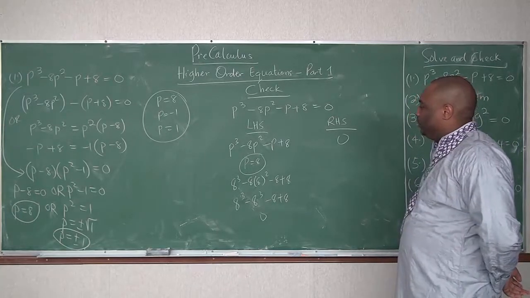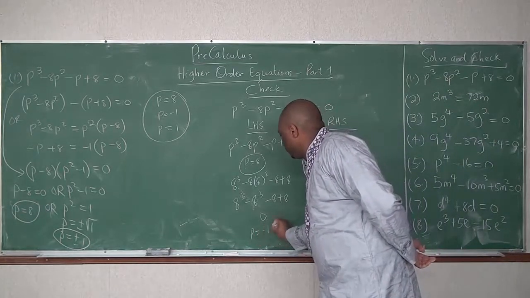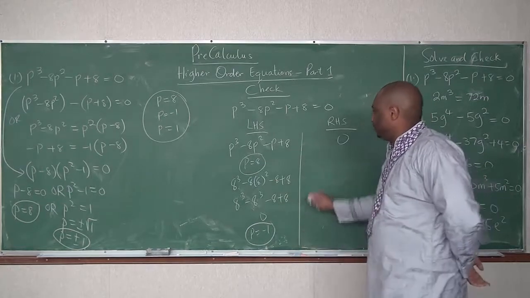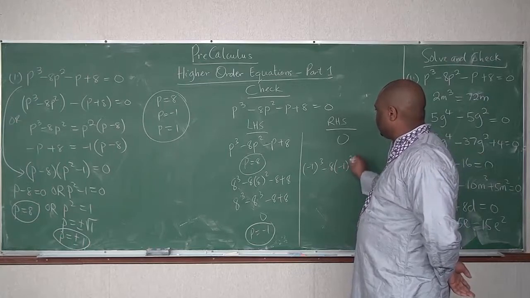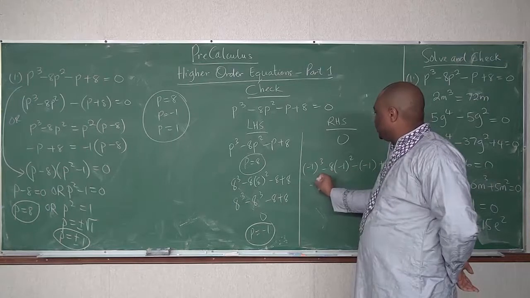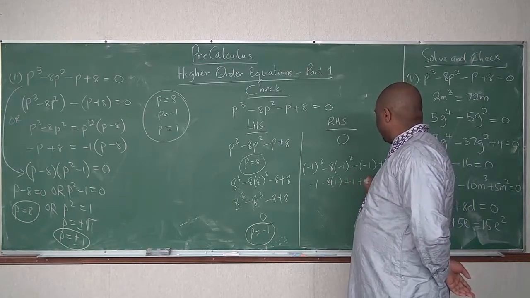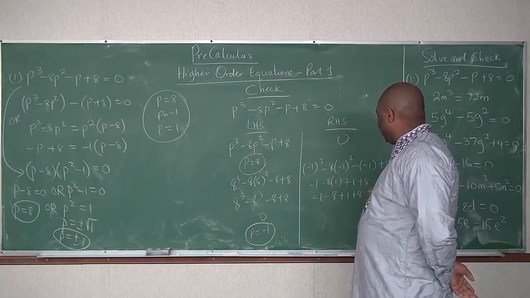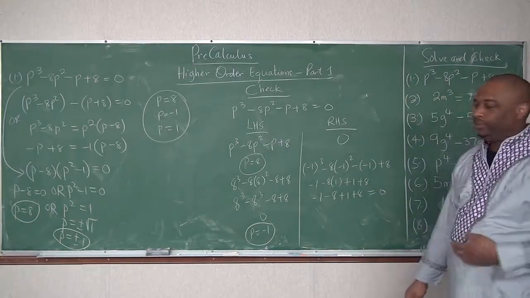Then you also check for p equal to -1. And if you do that, we can have -1 cubed minus 8 times -1 squared minus -1 plus 8. This is -1 minus 8 times 1 plus 1 plus 8. That is -1, -8 plus 1 plus 8. That gives you 0. Minus 1 plus 1 is 0, minus 8 plus 8 is 0.